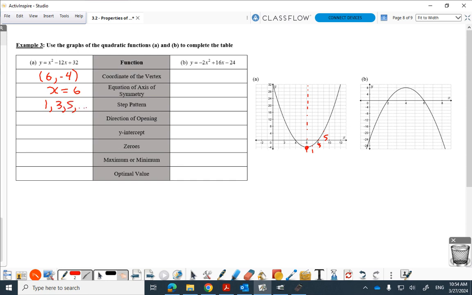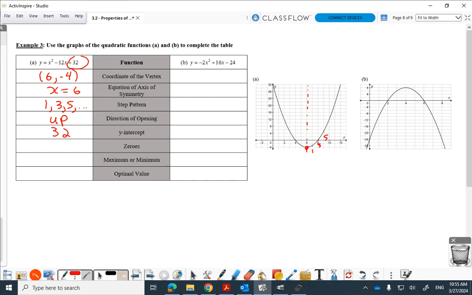Direction of opening. When you're doing your dance and you're doing this parabola, what that means is, where are your hands? Are they up or down? And this one's up. Y-intercept. Oh, I can't really see it on the graph. I'm lying. I can see it. It's the one powerful thing we've got so far, y-intercept. We can pick it right off the equation. It's on the graph there, 32.